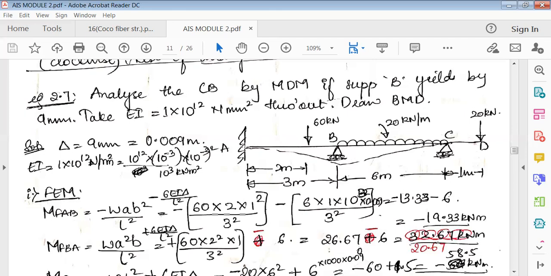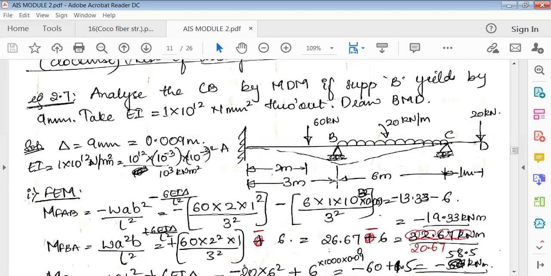Now B is sinking. In the AB span, B is sinking. In AB, B is the RHS. So if the RHS is going down, sinking by 9 mm, then the moment which is produced here is anticlockwise.